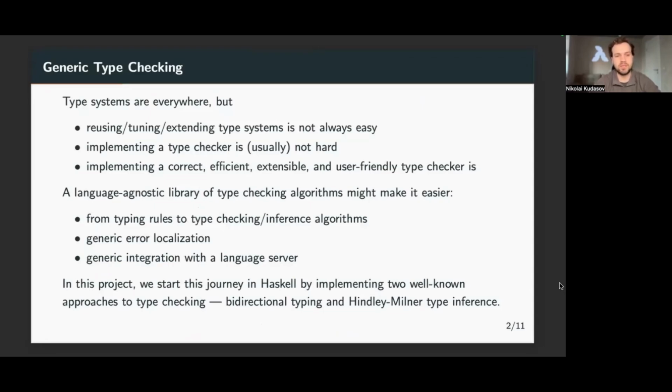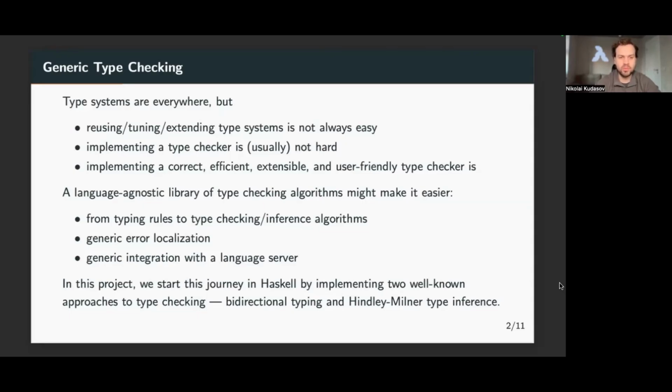So, type systems are central to programming languages and proof assistants, but are also widely used in all kinds of formal systems. Many different type systems exist, and for each system, usually a few type checking algorithms can be found. Implementations of these algorithms, however, are typically bound to a particular formal system and are not easily available for use, tuning, or modular extension in other systems. While it is usually not difficult to implement a basic type checking algorithm, ensuring that it is correct, efficient, extensible, and user-friendly is not always easy.